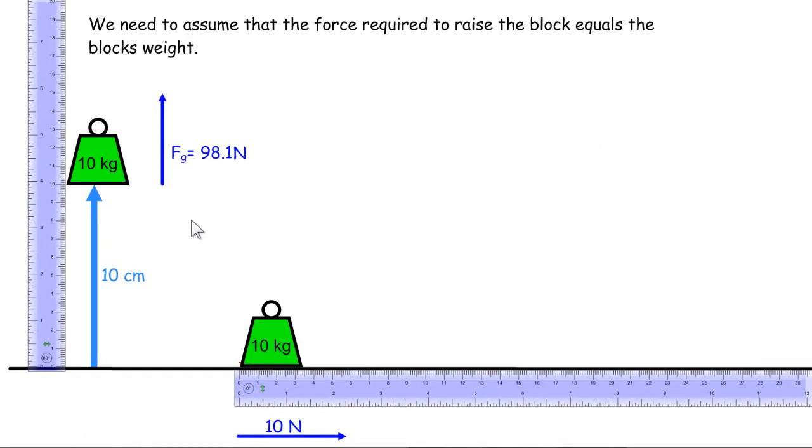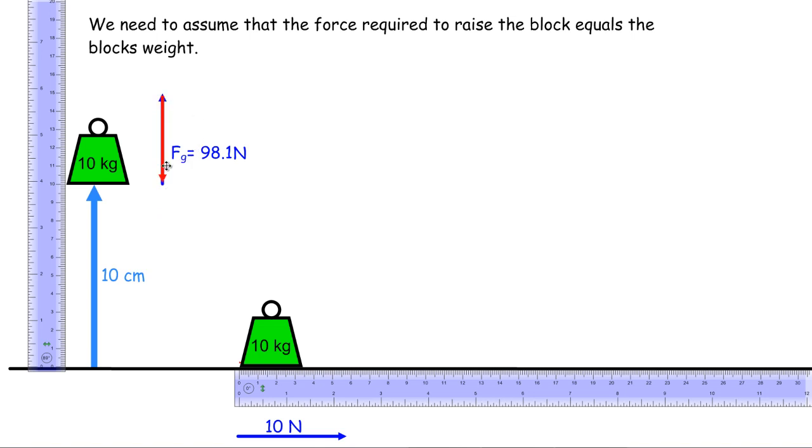All right. Now I want to look at what the calculations for work are. In order to calculate work, we need to make an assumption, and that is that we need to assume that the force required to raise the block in the first scenario equals the block's weight. And let me explain to you why. It might seem to you that that's kind of backwards thinking, because if I were to lift with the same amount of force as the weight of the block, then the net force would cancel out.